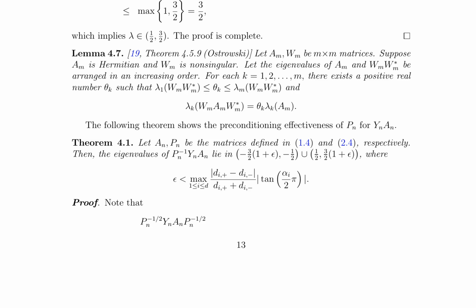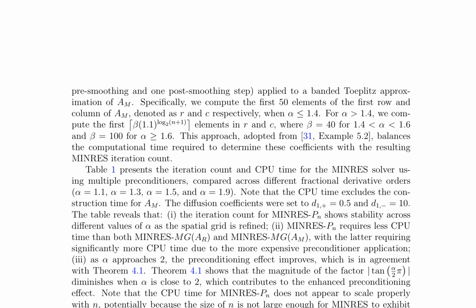Numerical experiments in Section 5 compare the performance of P_n against existing ideal Toeplitz preconditioners A_R and A_M from [31]. The MINRES solver is used with the identity matrix, P_n, and multigrid approximations of A_R and A_M, denoted as MINRES, MINRES-P_n, MINRES-MG-A_R, and MINRES-MG-A_M. The tests are conducted on a unidimensional fractional diffusion problem with zero initial condition, with parameters h and τ chosen to ensure a constant ν throughout the computations.